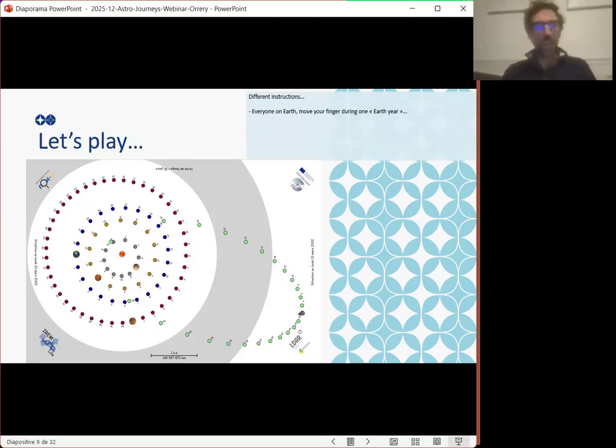So what we are doing here, you can do it with your class. You can print the orrery and do it with your finger. You can also have, and we will talk about this afterwards, the big one and walk on it, or you can have a small one and move with your finger. Let's try, just to be sure everybody understood before we move on. Let's go maybe again to Earth.